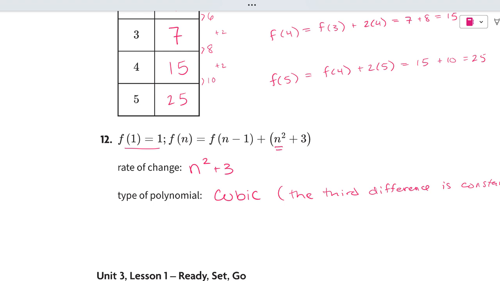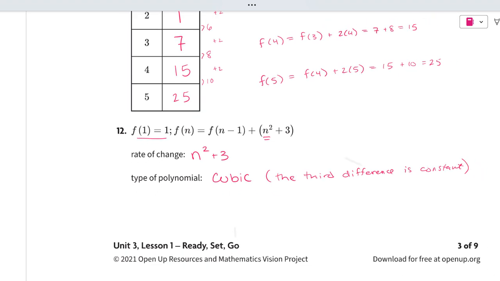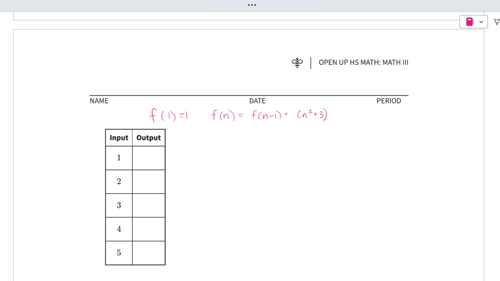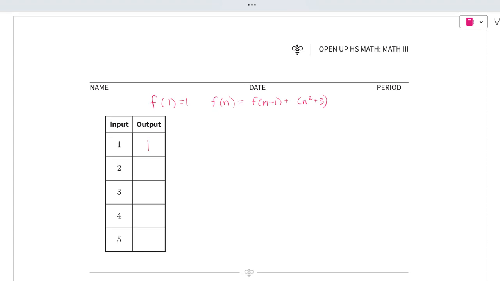So the third difference in constants, we see n squared, so cubic. So let's go down to our table here. I'm just going to rewrite our information so we don't have to scroll back up. Plus n squared plus 3. All right, so that's sitting at the top for us. So f of 1 is 1.